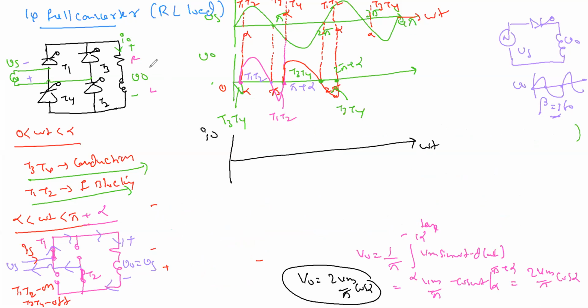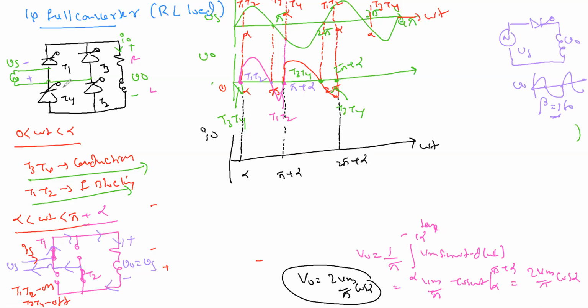So I naught, I am interested in I naught. Okay, first I'll start from alpha, because from alpha, T1 T2 will conduct, that is my intention. Then I'll come back to 0 to alpha. Alpha, this is pi plus alpha, and this one is 2 pi plus alpha conduction.